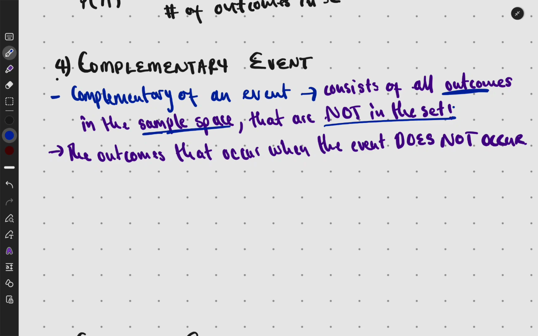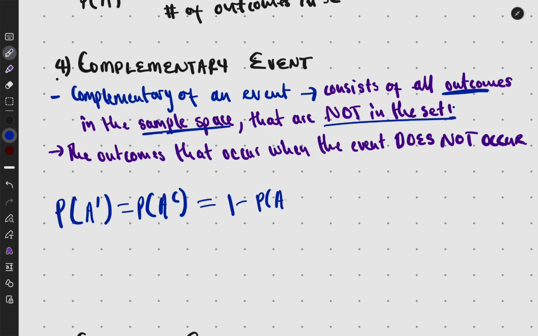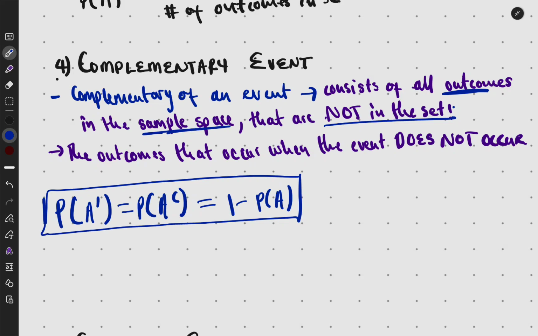And when you write the probability of a complementary event, this one you need to remember: the probability of a complement is going to be equal to 1 minus the probability of A. This gives the probability of not A. It's 1 minus the probability of A, then you have the probability of not A. This is going to be your complementary event.